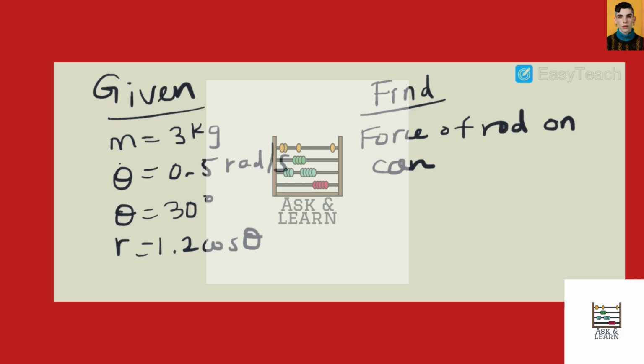Hi everyone. So what we have here is a problem of a smooth can of mass 3 kilograms that is lifted from a feed to a ramp by a rotating rod. The rod maintains a constant angular velocity of 0.5 radians per second, and the path is given by r equals 1.2 cos theta. We're asked to solve for the force that the rod exerts on the can at the instant of theta equal to 30 degrees.